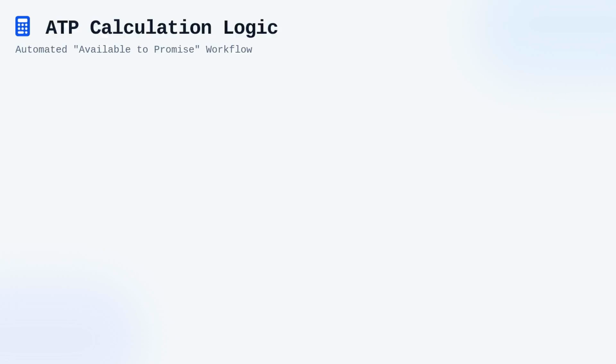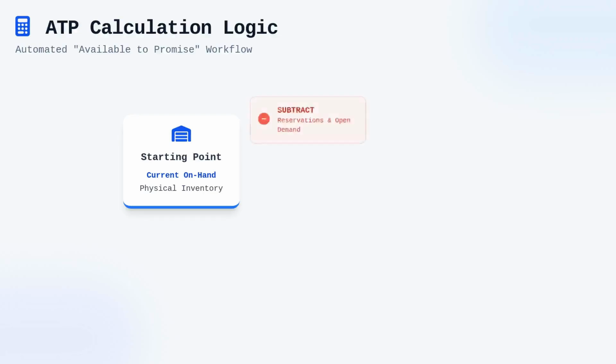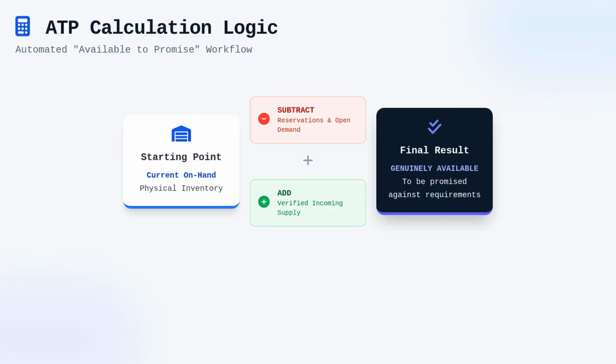The actual calculation is subtractive in nature and relies on a clear view of your operational reality across multiple dimensions. The system takes the current on-hand inventory as the starting point and subtracts the quantities that are already allocated through reservations or open demand. Simultaneously, it adds verified incoming supply, such as purchase orders or production orders that are expected to be received within the defined time frame. The result of this computation is the quantity that is genuinely available to be promised against a new requirement.